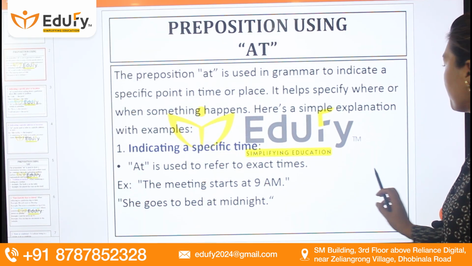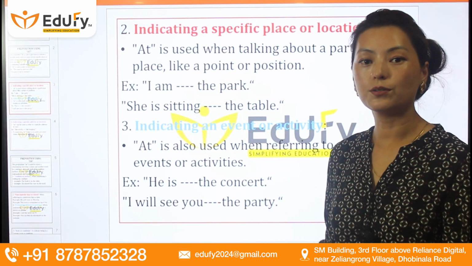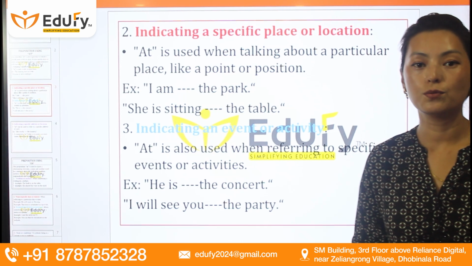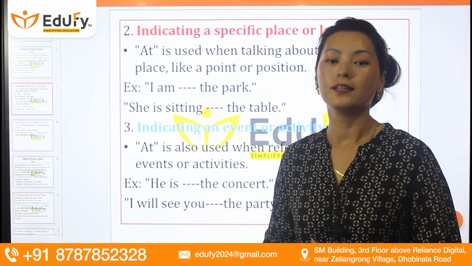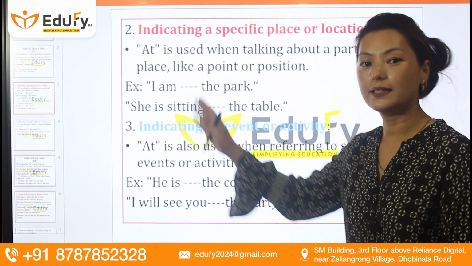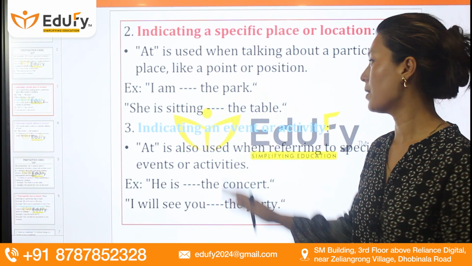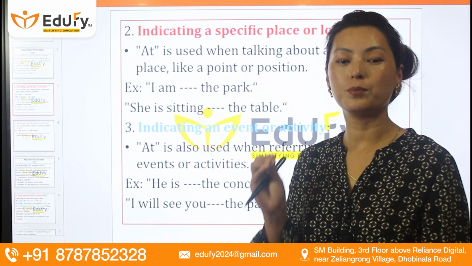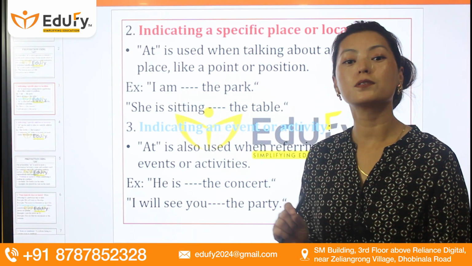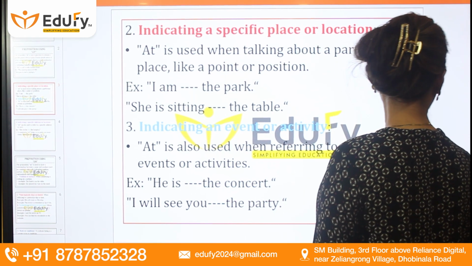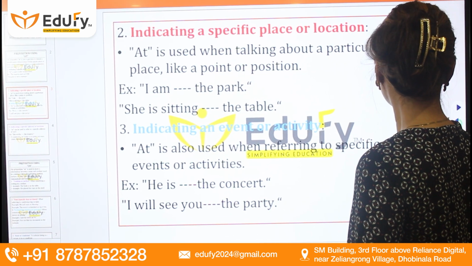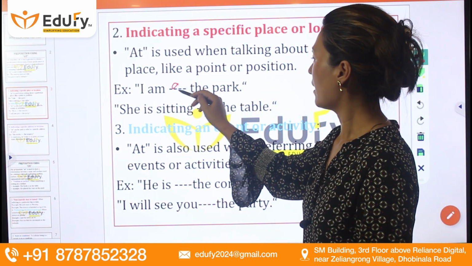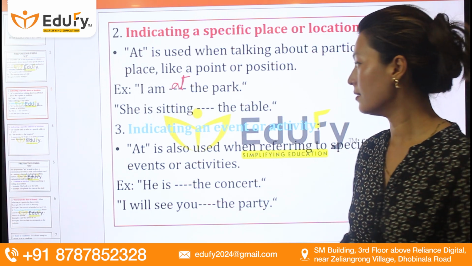In the next one, it also indicates a specific place or location. So if you're pointing towards a place that is very definite, then you will have to use the preposition at. Example, I am dash the park. The park is a place that is mentioned specifically. The location is a specific particular place. Therefore, the preposition used here will also be at. So, if you are given a sentence like this, the preposition will be at. I am at the park.